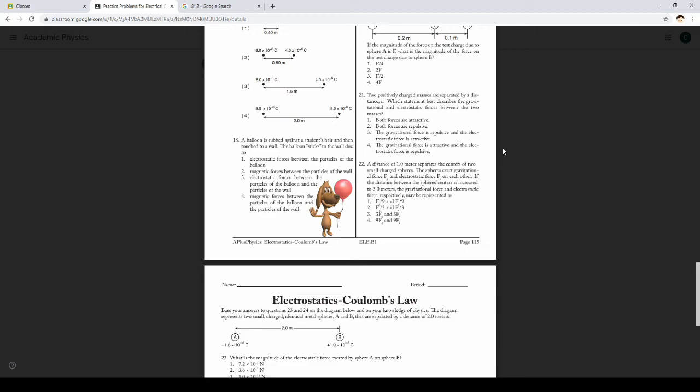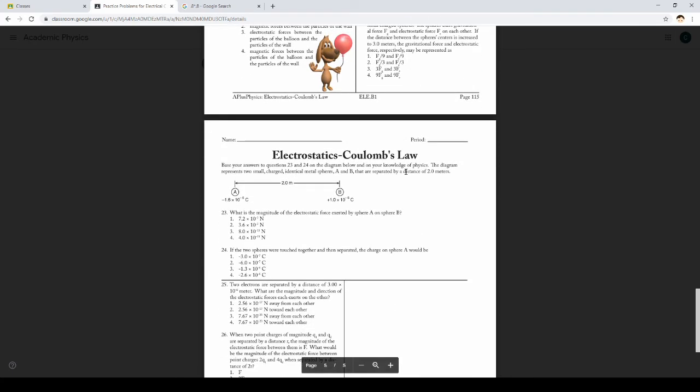Number 21, 2 positively charged masses are separated by a distance r. Which statement best describes the gravitational and electrostatic forces between the 2 masses? The electrostatic force between 2 positive charges is going to be repulsive. Gravitational force is always attractive. The answer there is 4. Gravitational force attracts. The electrostatic force repels.